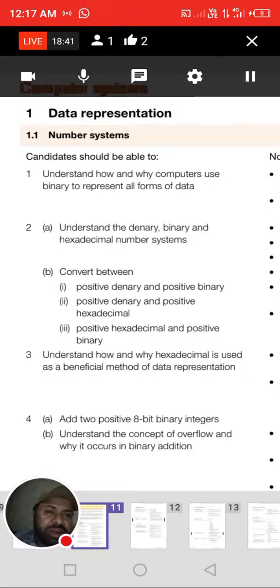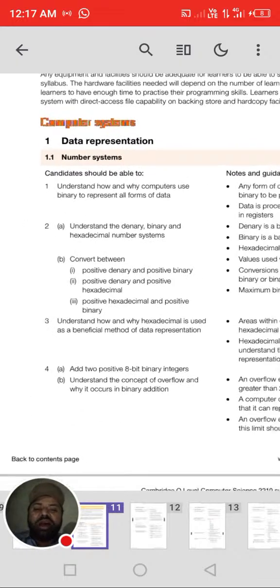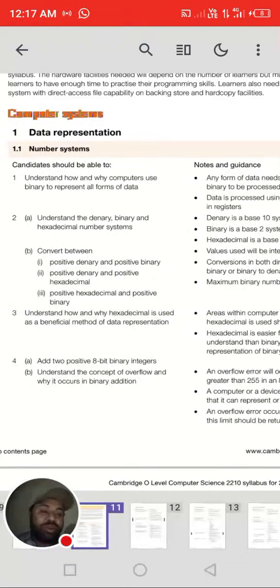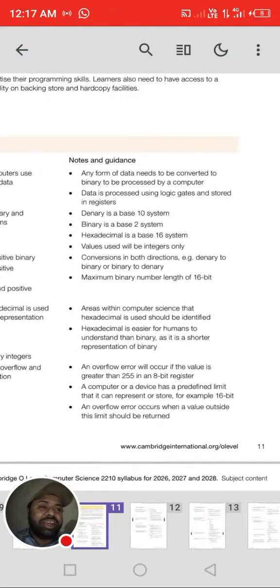What is data representation? First of all, number systems. What should the candidate be able to do? Understand why a computer uses binary to represent all forms of data. Yes, a very important question. We will address how and why in future lectures. But notes and guidance are given alongside, and we are going to give you a brief overview. Any form of data needs to be converted to binary to be processed by a computer. Here it is, this is the answer to that question.